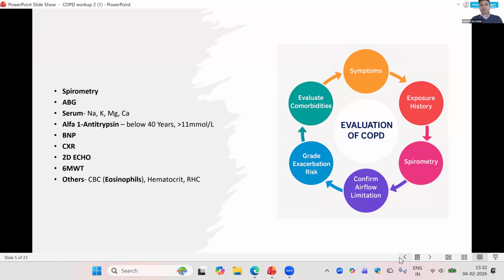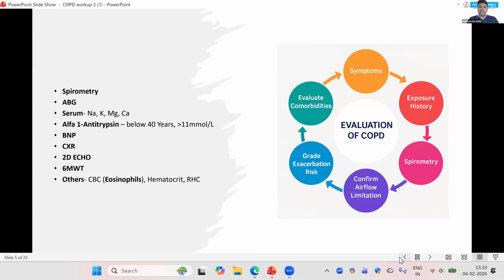Then you do ABG as well, because ABG is done for multiple reasons, but in COPD, for giving a patient long-term oxygen therapy, you need to check the PaO2. If that is less than 55, then you can plan for long-term oxygen therapy in such patients. Serum sodium potassium sometimes needs to be checked, and that comes in the ABG also. Not very reliable, but yes.